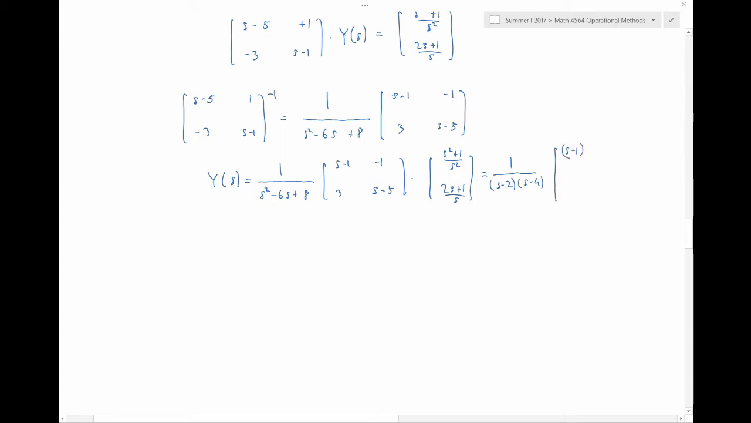We have s minus 1 multiplied by s squared plus 1 divided by s squared minus 2s plus 1 over s. And on the bottom we have 3 times s squared plus 1 over s squared plus s minus 5 times 2s plus 1 divided by s. At this point the computations become too cumbersome to deal with by hand, and I'm going to use my favorite calculator, that is Mathematica.